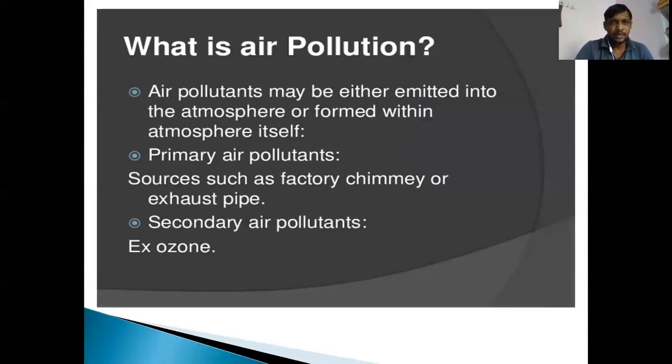Air pollutants may be emitted into the atmosphere or formed within the atmosphere. Air pollutants can mix with the atmosphere in two ways. The first one is the smoke or pollution occurring from the factories. If you see the factories, a long pipe is present. That long pipe emits the smoke; it is called a chimney or exhaust pipe. The second one is secondary air pollutants, that is ozone. Due to these pollutants, the ozone layer is becoming thin.